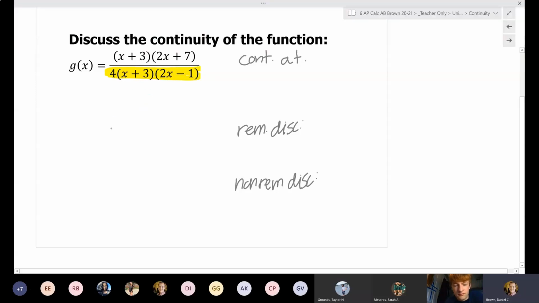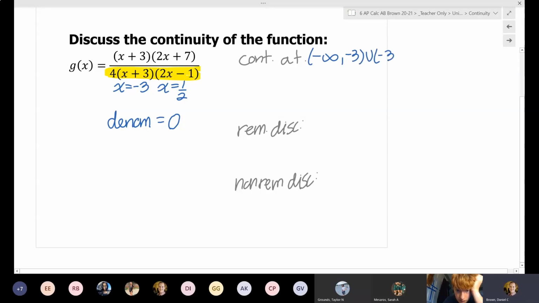Looking at this function, I see we have two factors in the denominator. I have an x plus 3 and a 2x minus 1. So I do know that x equals -3 is a point of discontinuity, and x is equal to 1/2 is a point of discontinuity. 4 is just a coefficient, no x there. So if I want to say where this is continuous at, it is going to be continuous everywhere except for those two places in the denominator.